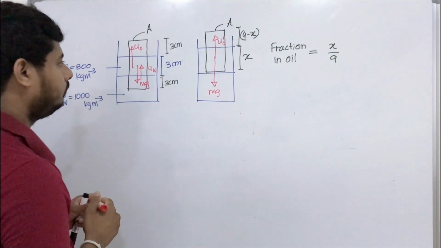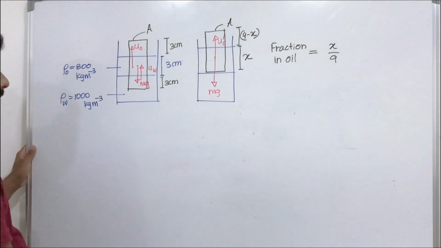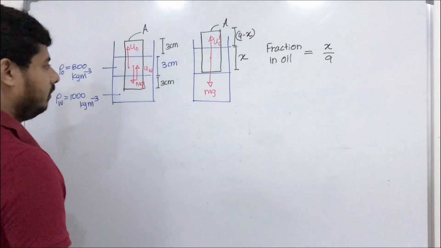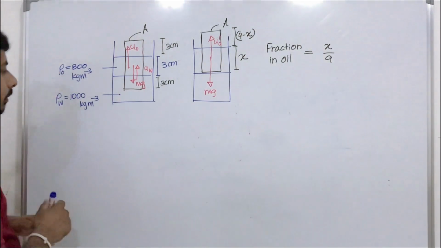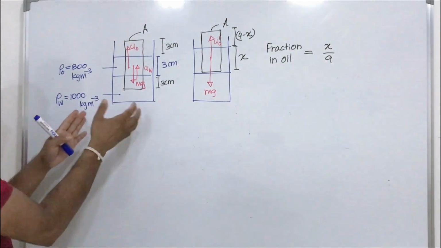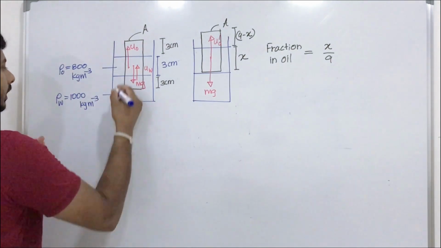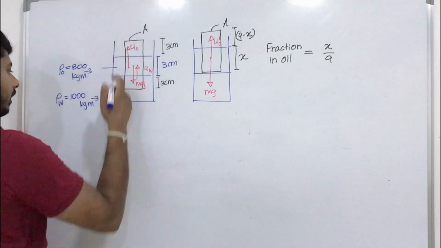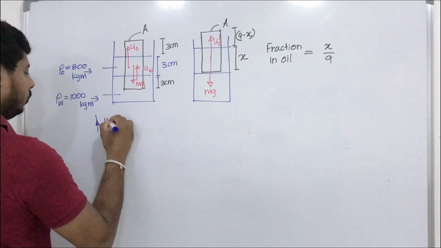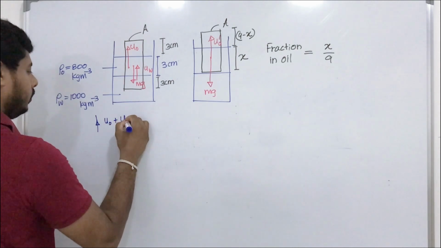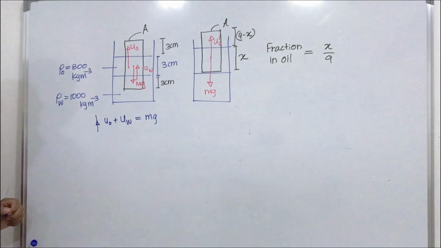Now we have marked all the forces acting on the cylinder. Now we can go for the simplifications. As the system is in equilibrium, you can first take the equilibrium of the first scenario. As this is in equilibrium, we can consider vertical equilibrium, and it will give you U naught plus U_w should be equal to mg.